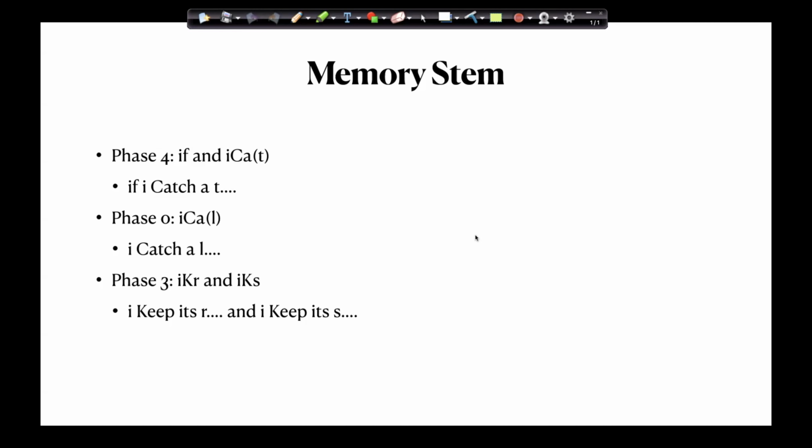And then what I do is during the day, I will just repeat that silly mnemonic to myself. So if I catch a tree, I catch a leaf. If I catch a leaf, I keep its rows, I keep its stem. And then I go, all right, so If is the funny current, catch a tree is the calcium through the transient, so T-type channels. And then catching a leaf is the calcium through the L-type channels. And then keep its rows, so that's potassium through the rapid delayed rectifiers. And then keep its stem, so that's potassium through the slow delayed rectifiers. All right.